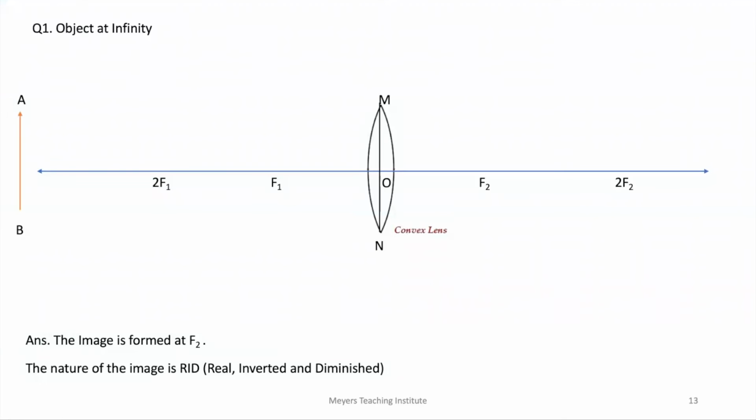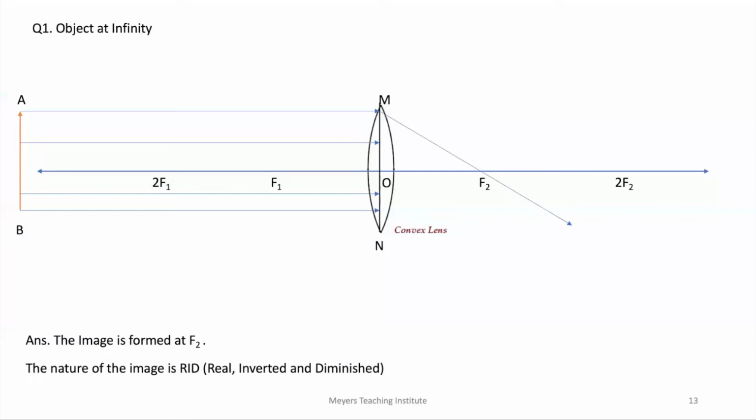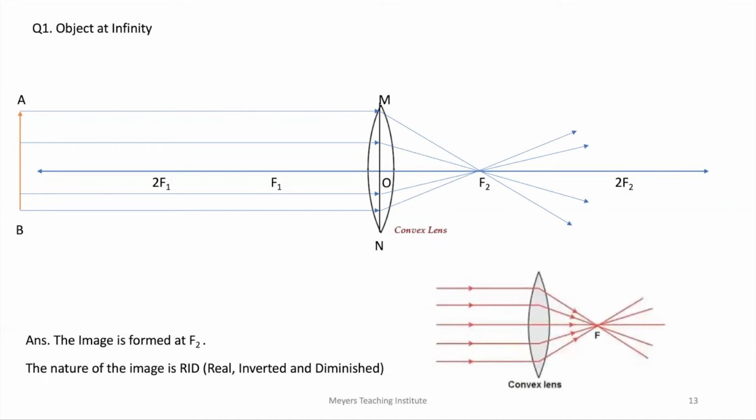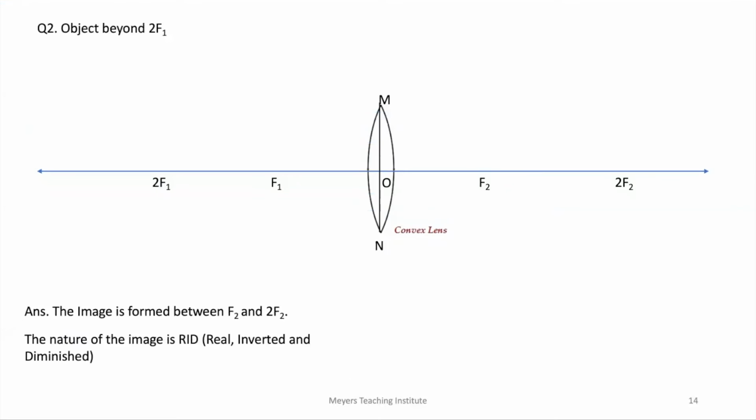So if I have my object somewhere at infinity, we have our ray diagrams, the rays of light coming straight to the lens, and all of these will pass through the lens and converge at the principal focus, forming a single point dot at F2. And therefore, we find that the image formed at F2 is real, inverted, and diminished, called the RID. However, please do not use these codes in the exam. It's only something for you to remember.